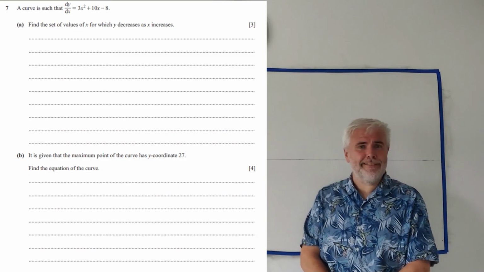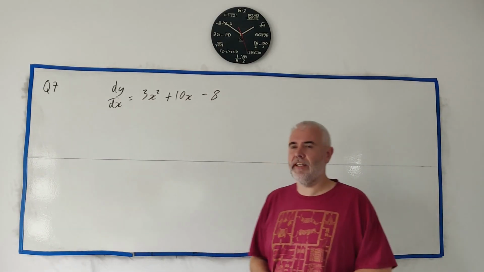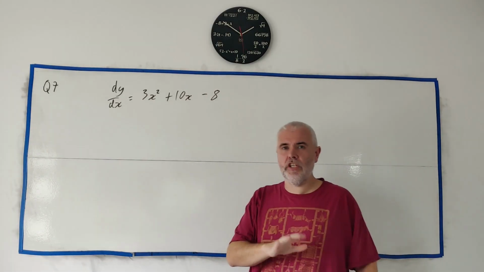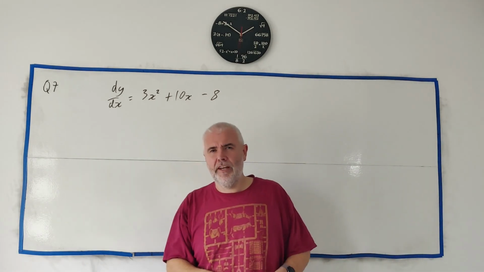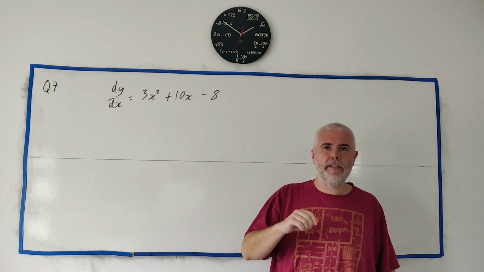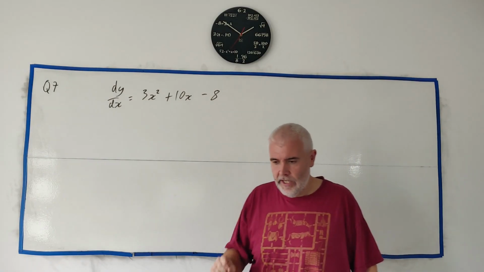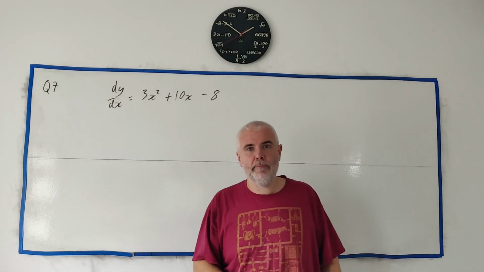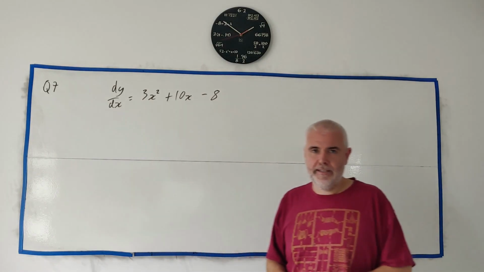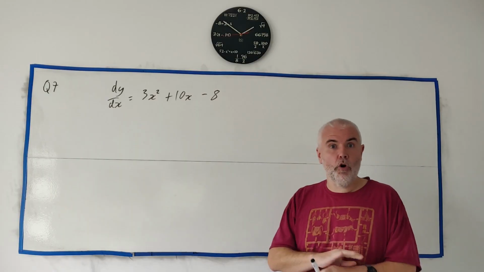Okay, let's get into the maths. In question 7, they tell us that there's a curve such that dy/dx is equal to this. And then they want us to find a set of values for which y decreases as x increases. This is quite a tricky question, so it's going to take me a couple of minutes to talk about the setup to it. First of all, let me draw a curve.